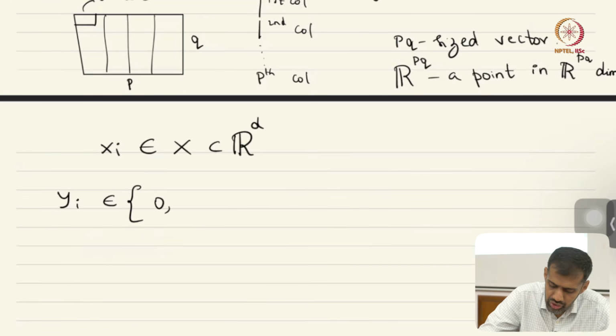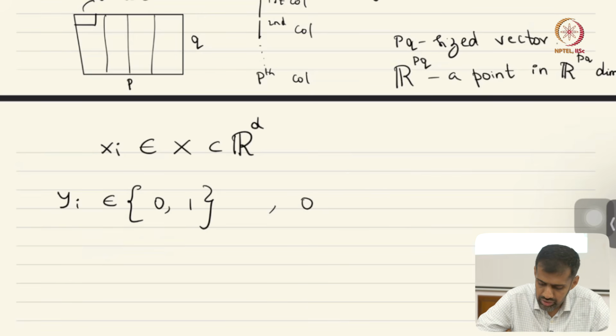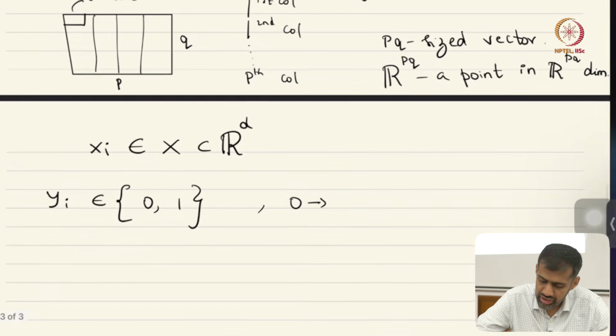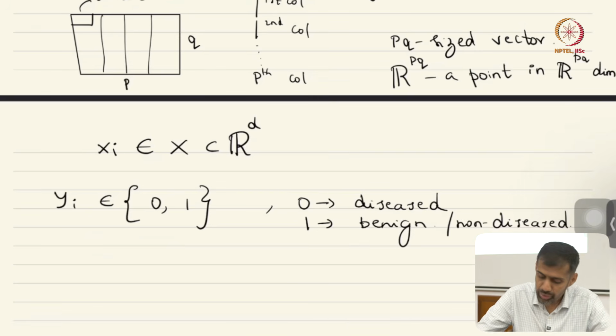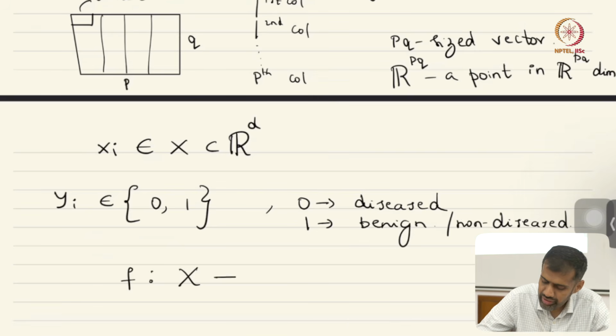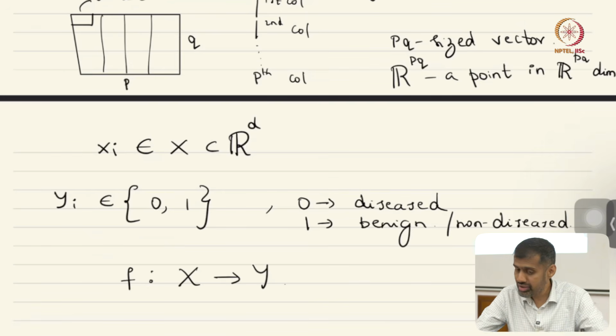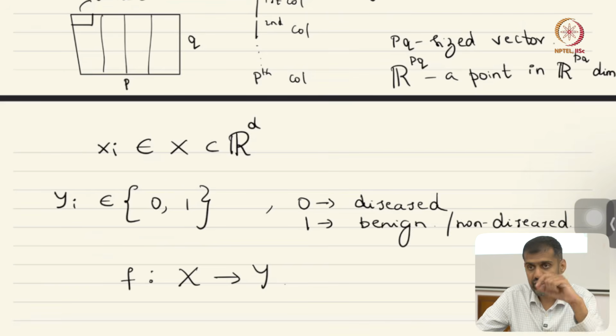is simply one of two possibilities, 0 and 1, where 0 is diseased and 1 is benign, or you want to say non-diseased. Now we are dealing with a problem. So there exists an f that would take elements of X and project it to space Y. Note what this function f is doing. It is looking at a point in d dimensional space, our PQ is here d, and assigning it a value of either 0 or 1.